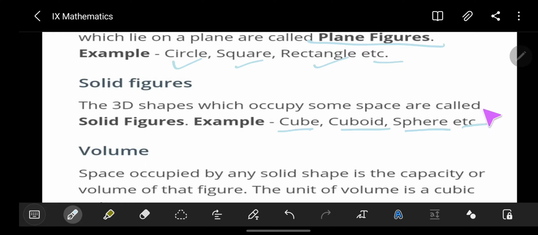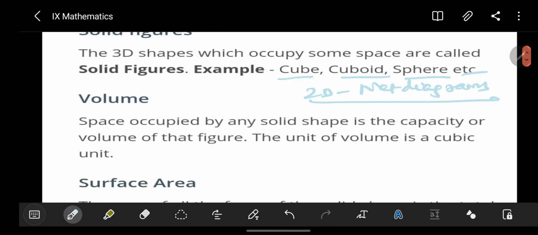So every 3D figure, the solid figure, has some kind of 2D net diagram. You might have learned about 2D net diagrams in your previous classes, right? From a 2D net, we obtain a solid figure.